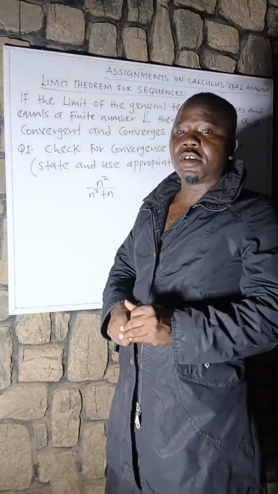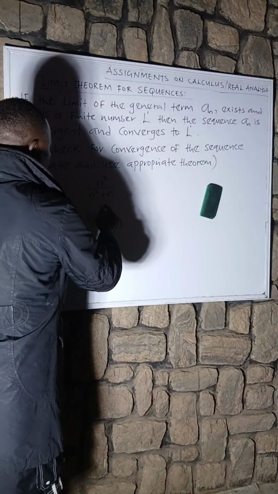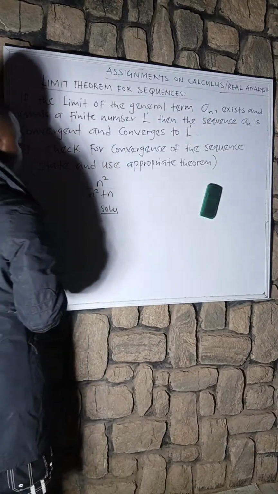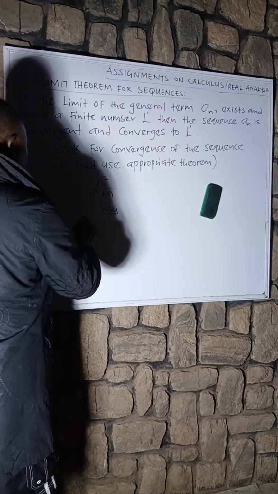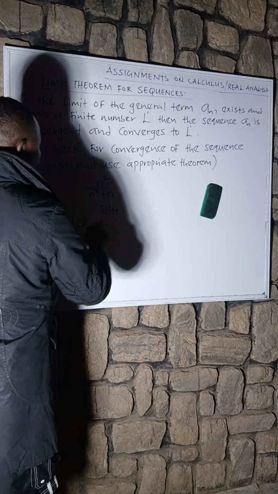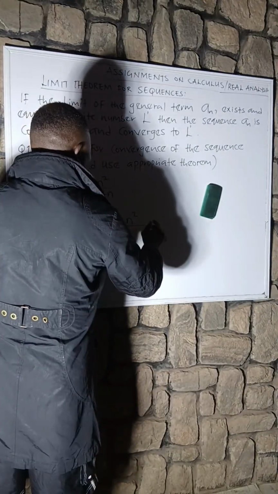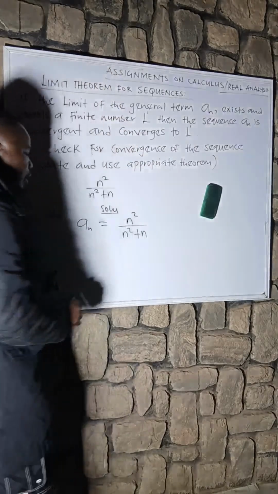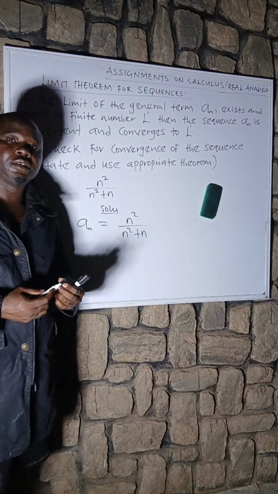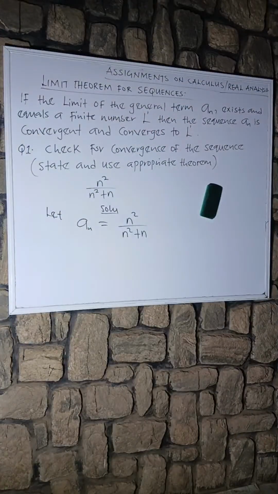So at first, let's write the solution and go with me. We now say let the sequence a subscript n be equal to n squared all over n squared plus n. Are you seeing? Look at the board, please.